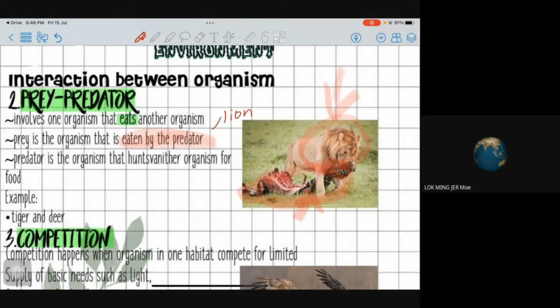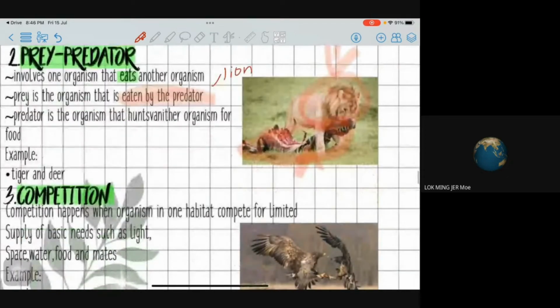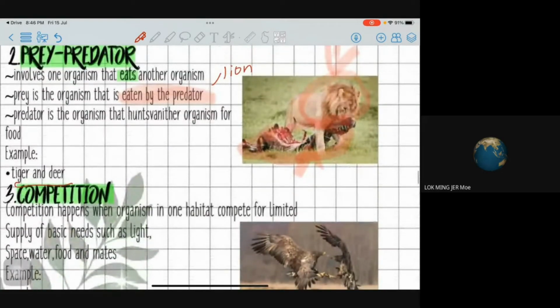So predator is the organism that hunts another organism for food. For example, what? Tiger and deer. Okay, that is deer. Oh, this is not a tiger. This is lion, right? Okay.